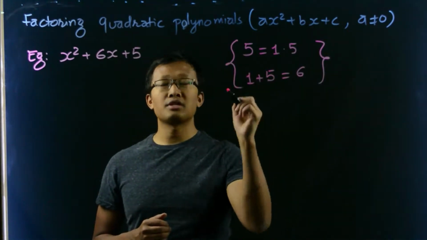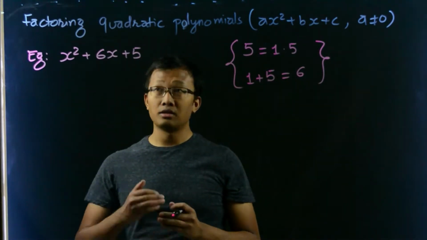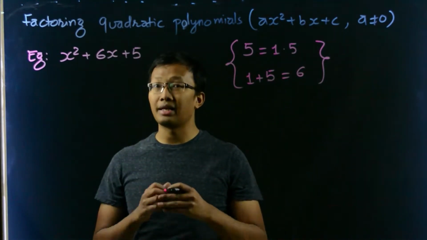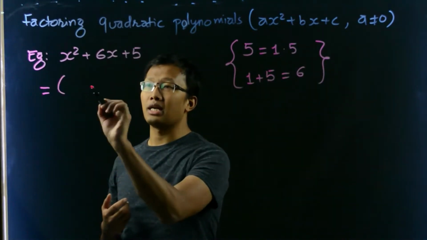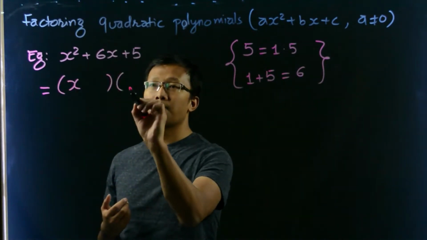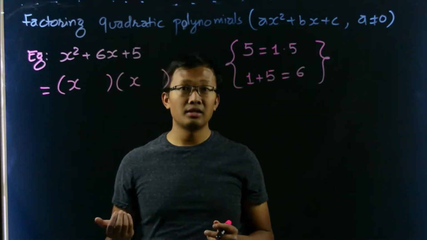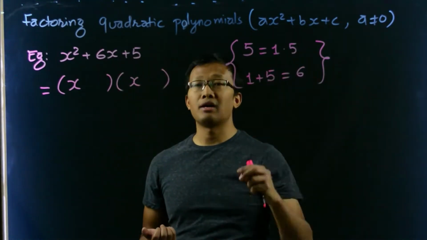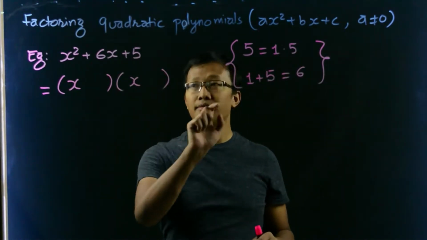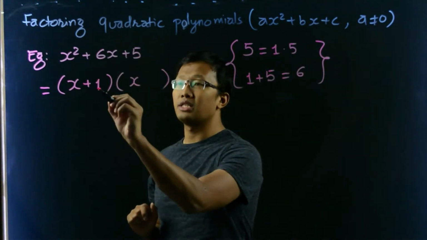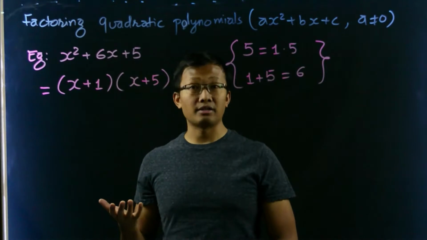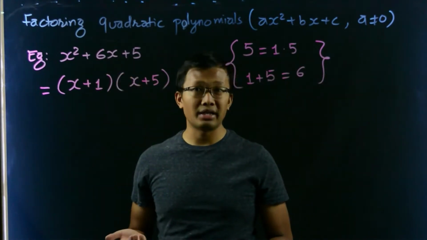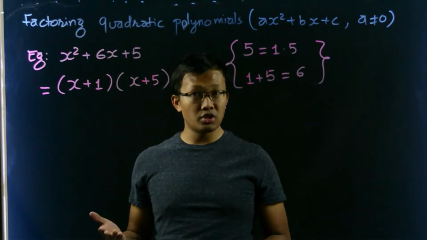Now, this observation clearly tells us that this quadratic polynomial can be factored into two binomials. So those two binomials are x, let's write in this way, and since 1 and 5 are the two factors of 5, let us put it here. So that's the complete factorization of the given quadratic polynomial, but we need to check.